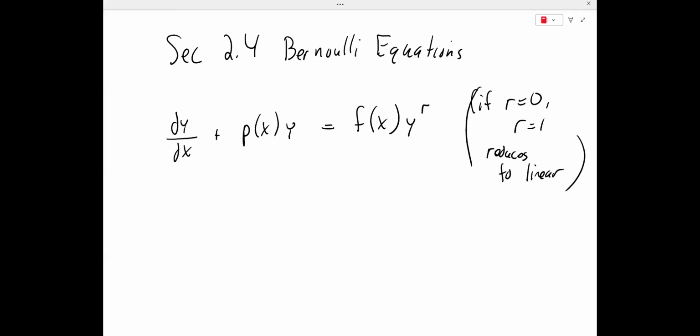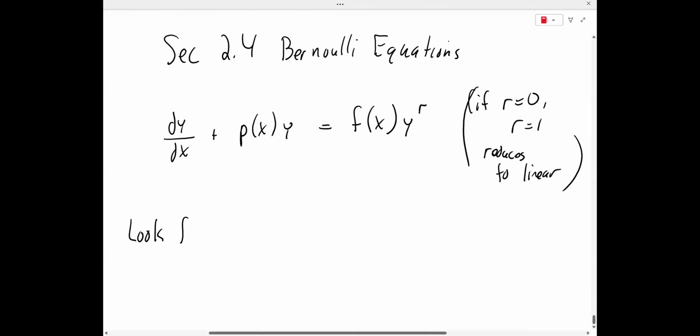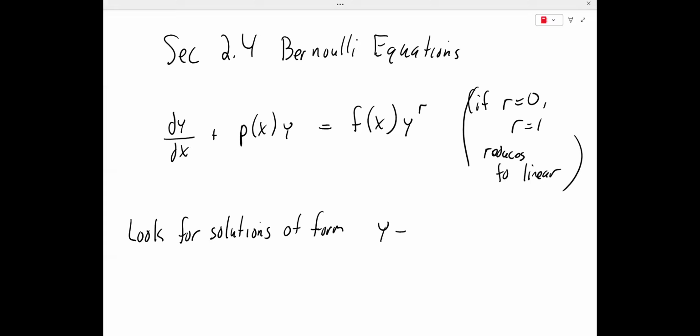Basically, it turns out you can pretty much do the same thing as we did in the linear ones. You look for solutions of the form, same thing again, y equals u times e to the negative integral of p of x dx, just like before. Exactly the same thing here.